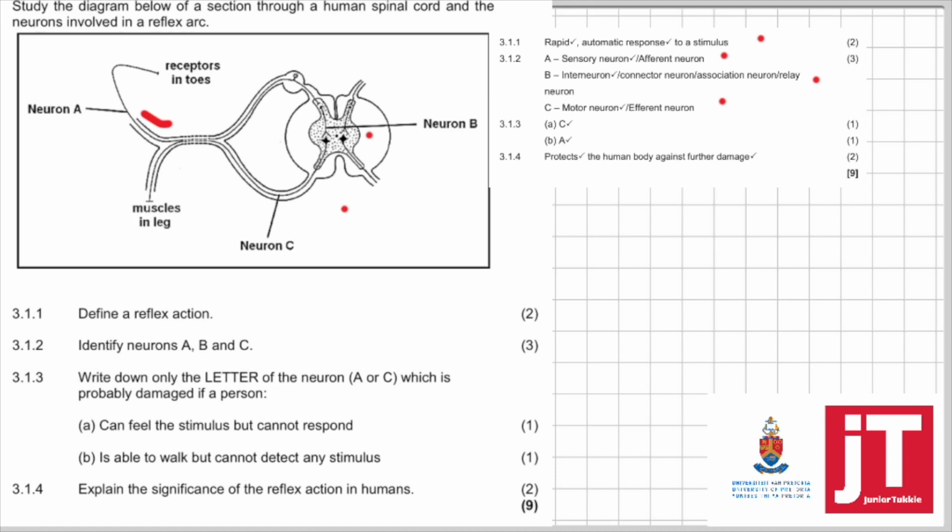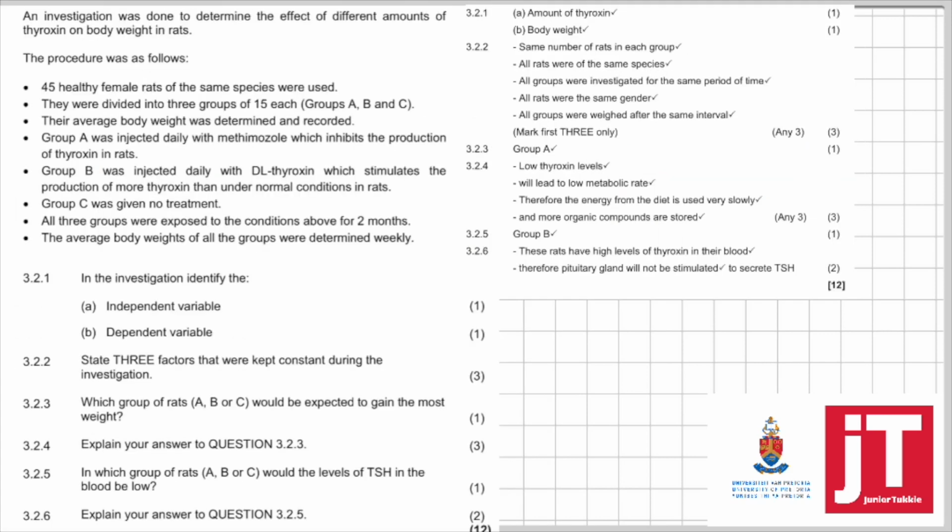3.1.3. Write down only the letter of the neuron which is probably damaged if a person can feel the stimulus but cannot respond. That is obviously C. The motor neuron will be damaged. Is able to walk but cannot detect any stimulus. That is obviously A, where the sensory neuron is damaged. And 3.1.4. Explain the significance of a reflex action in humans. It protects the human body against any damage or harm.